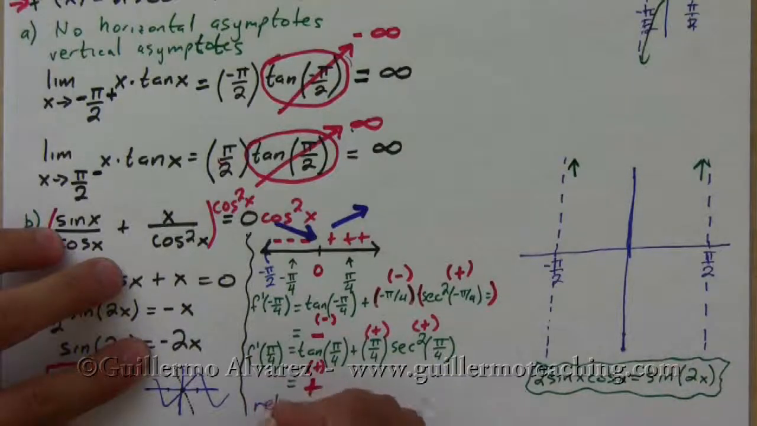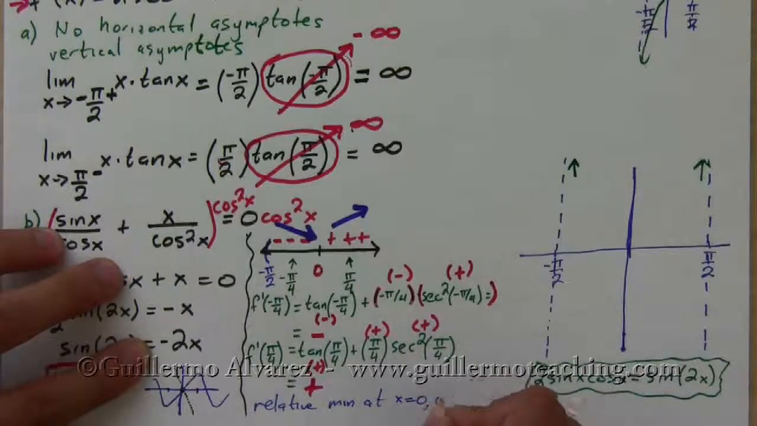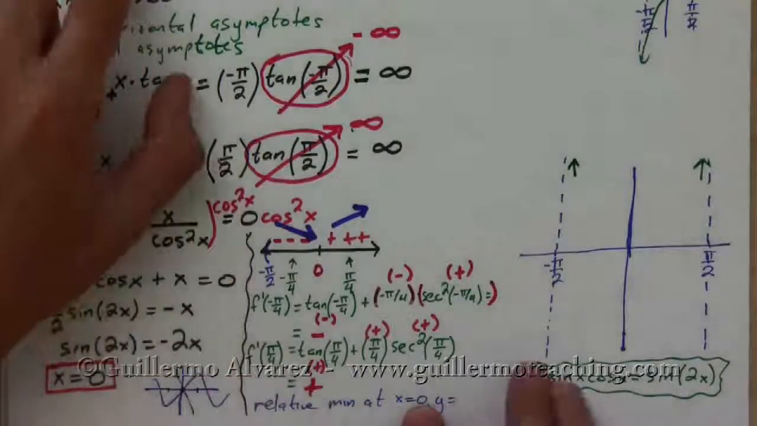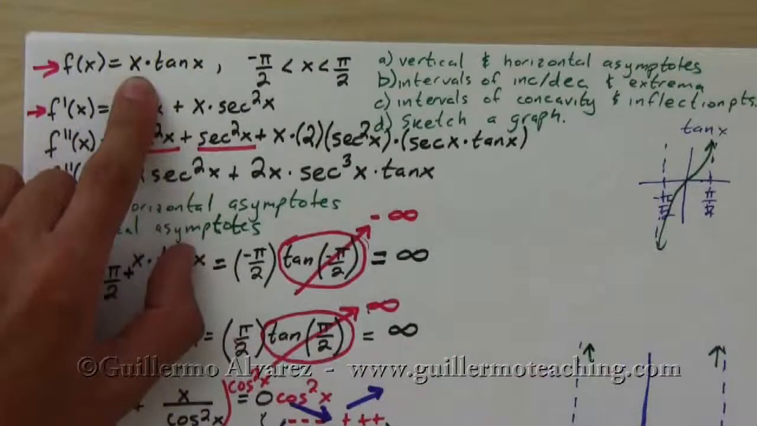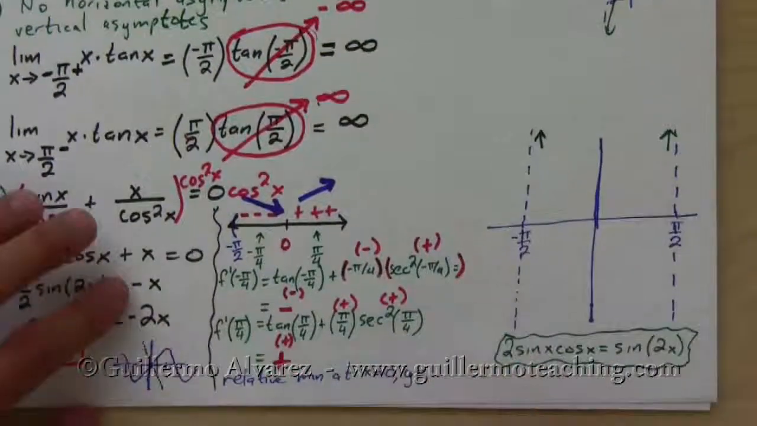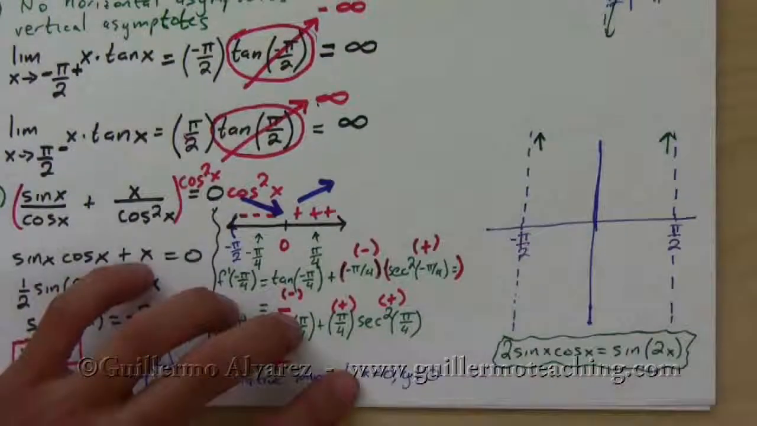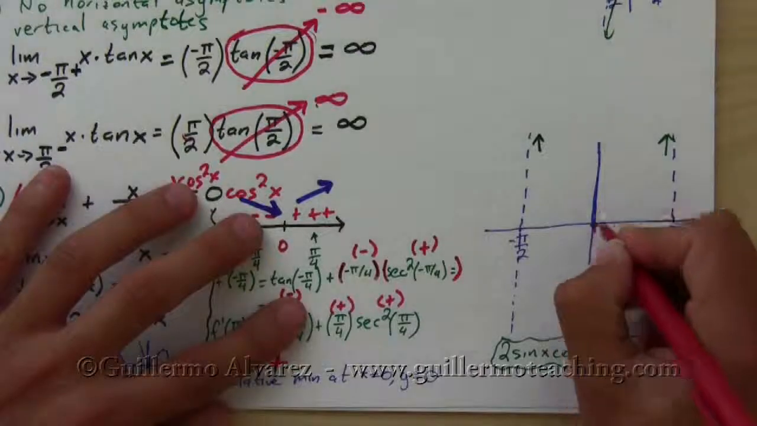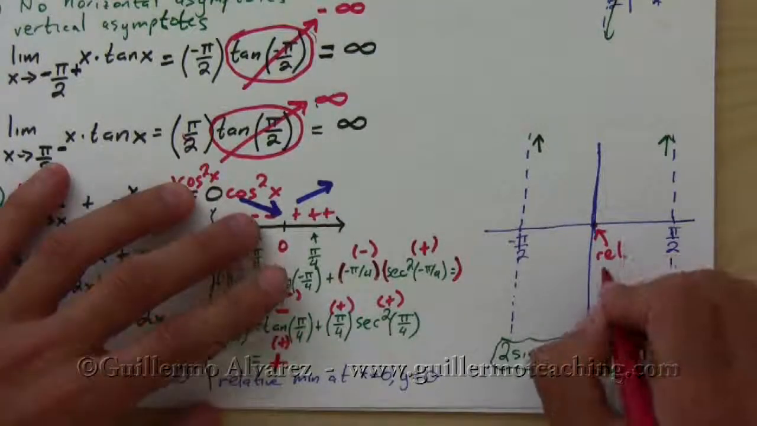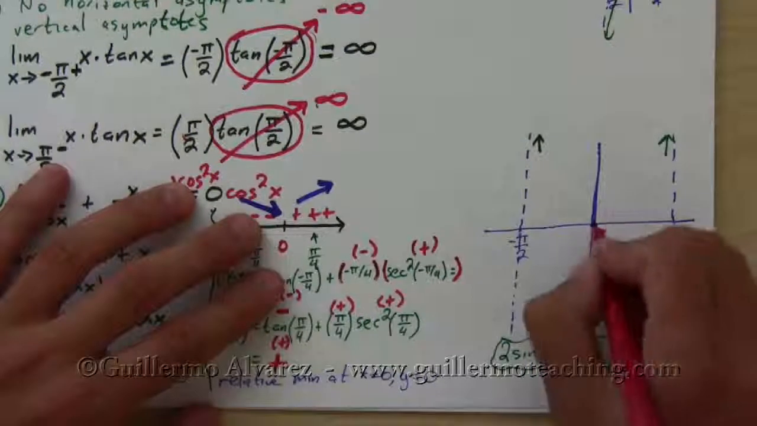And so what that means is that we have a relative minimum at x equals 0. If I plug in x equals 0 into the original function, that's 0 times tangent of 0, which is definitely going to be 0. So right here, at 0, 0, I'm going to have a relative minimum.